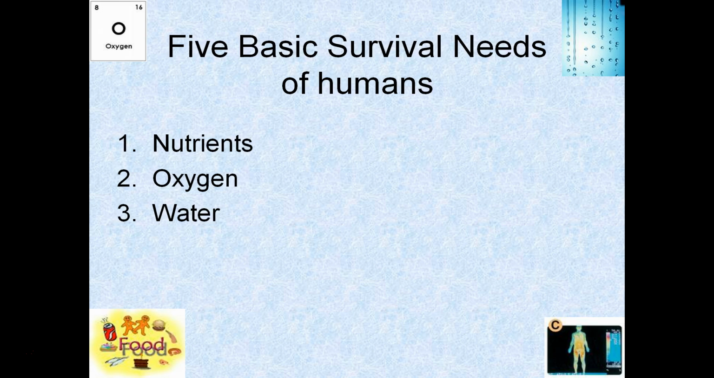Every time you breathe, you're losing water. Every time you talk, you're losing water. And you constantly are using water to flush out waste through the urinary system.